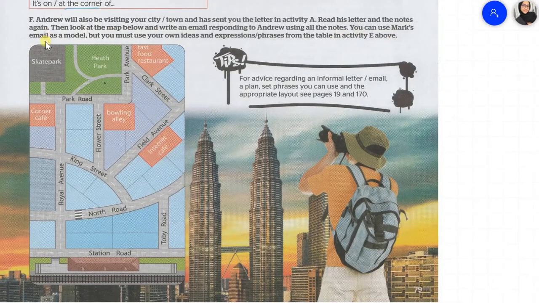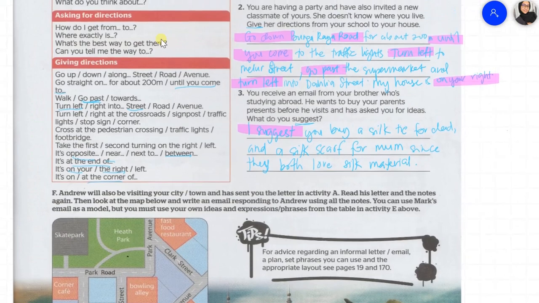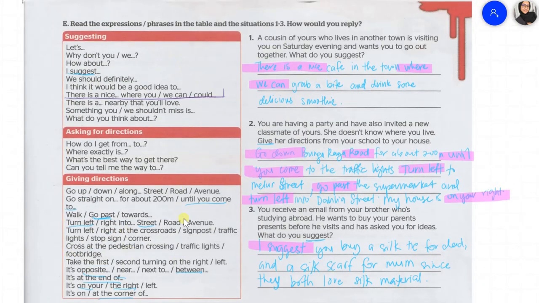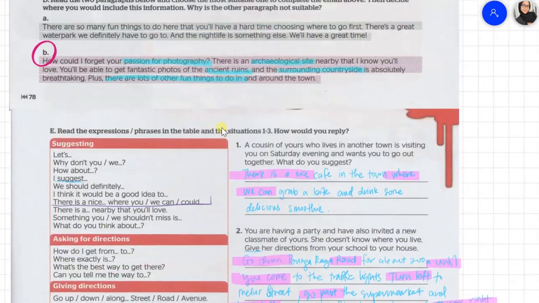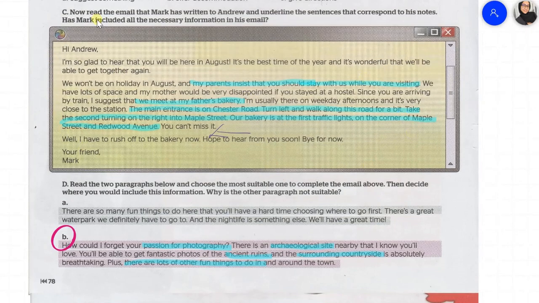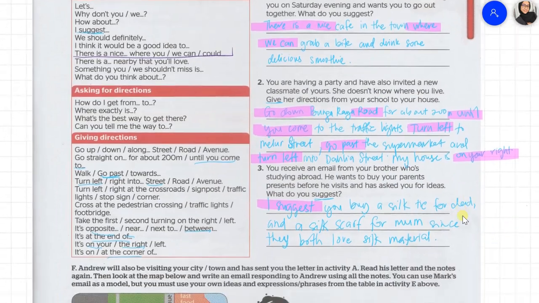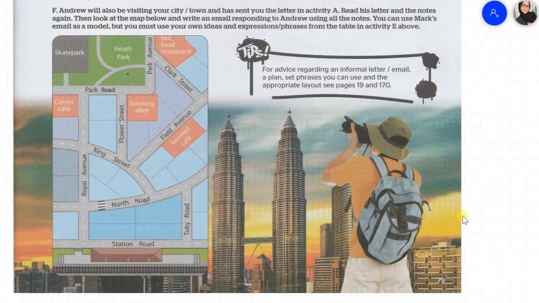You can use Mark's email as a model. Okay, boleh guna email Mark sebagai model. But you must use your own ideas and expressions or phrases from the table in activity E above. From the table here, you must use your own expression. Okay, basically you can copy this email, this one, you can copy this, okay, this as well, but use your own expressions and your own style, okay, so that it looks different. Okay, kiranya ada identity lah you punya email tu. Kiranya when I read your email, I can know lah the email is from you.